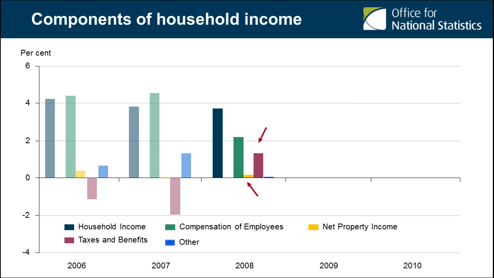Because of rising unemployment in 2008, the amount of tax the household sector as a whole paid was reduced, and the benefits paid out to households increased. The result is the positive contribution from taxes and benefits that we see for 2008.